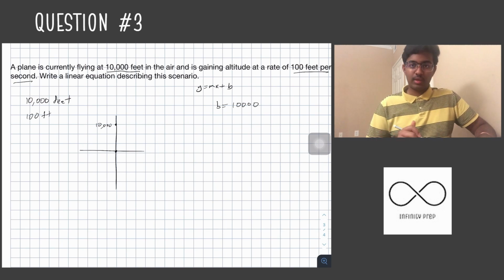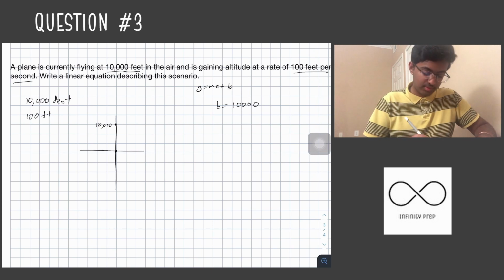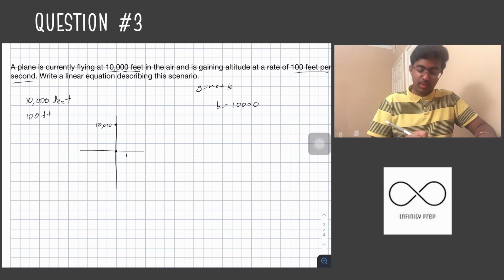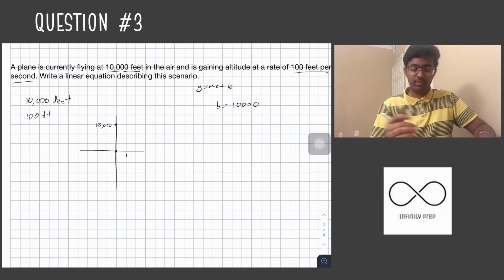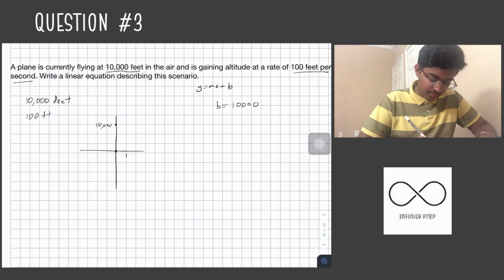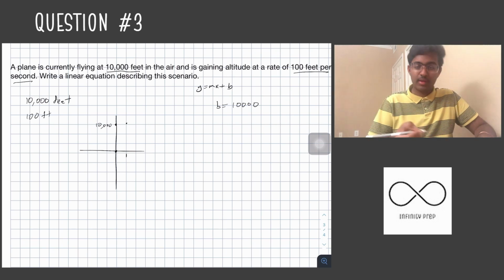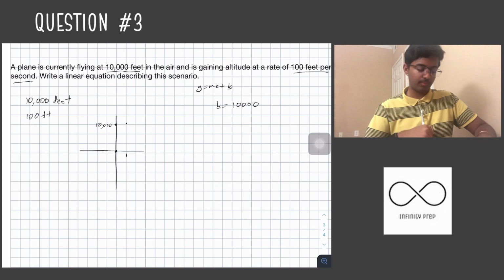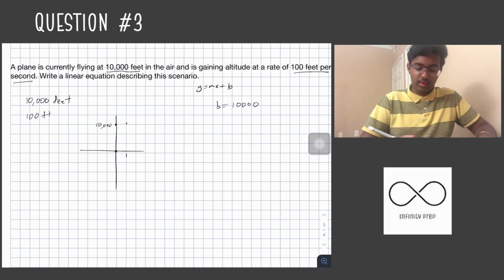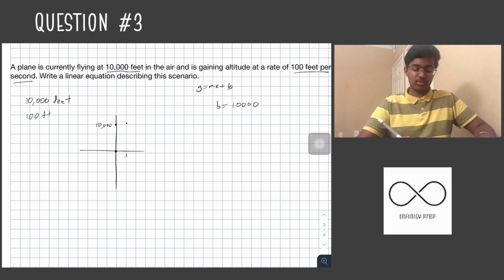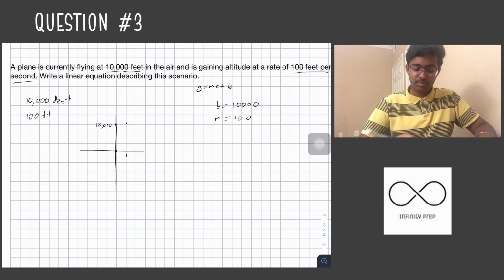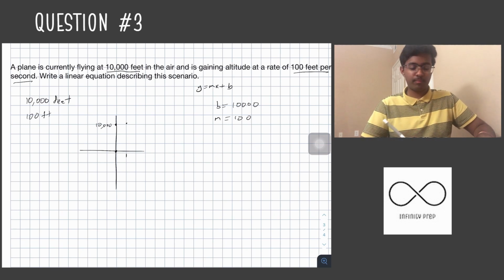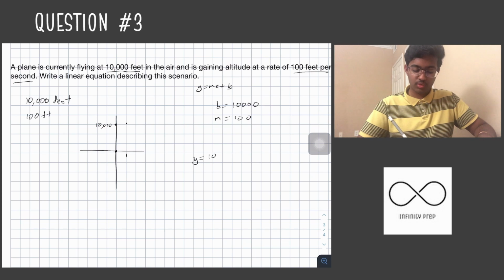And the 100 feet per second, that's our slope, because let's say this is 1 second. Every 1 second, the plane is getting 100 feet of altitude. So 10,000, let's say 100, so 10,100. Every 1 second, the plane is gaining 100 feet of altitude. So in the equation y equals mx plus b, our slope is m. So m is equal to 100. Now all we need to do is plug in 100 and 10,000 for m and b. Our final equation is y equals 100x plus 10,000.